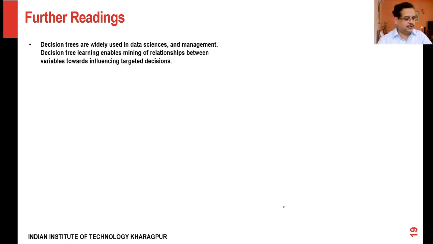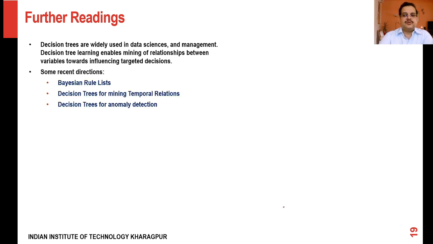I will conclude with a few further readings. So decision trees are widely used in data sciences and management, as I mentioned at the beginning. Decision tree learning enables mining of relationships between variables towards influencing targeted decisions. So some recent directions in which similar types of structures and decision trees have been used are as follows. I've just noted down three of them, close to my heart, but there are many more actually.